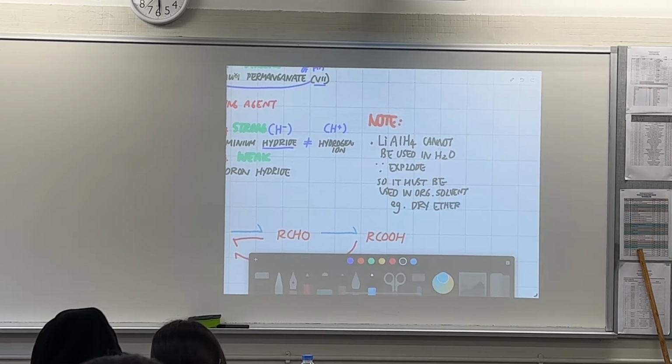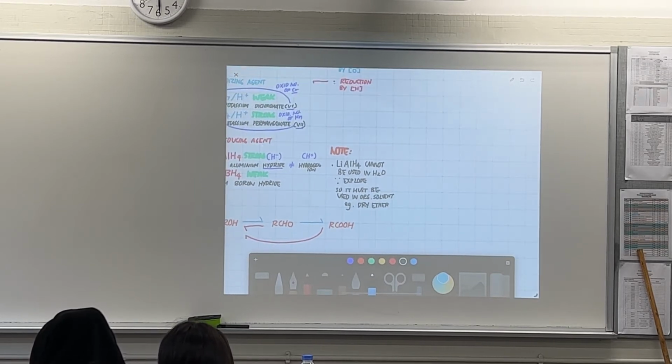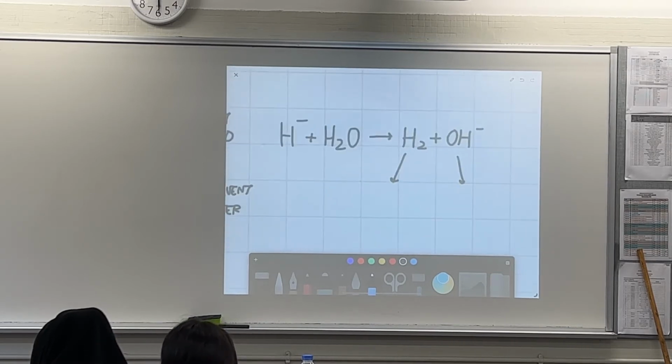For those of you interested in knowing why it will explode, this is the equation. I said it contains H minus ions, right? When the H minus ion comes into contact with water, two very dangerous things will be produced. One is H2, the other is OH minus. Even if the H2 doesn't get you, the corrosive hydroxide ion will get you. So these are two very hazardous substances. What is the hazard symbol associated with hydrogen?